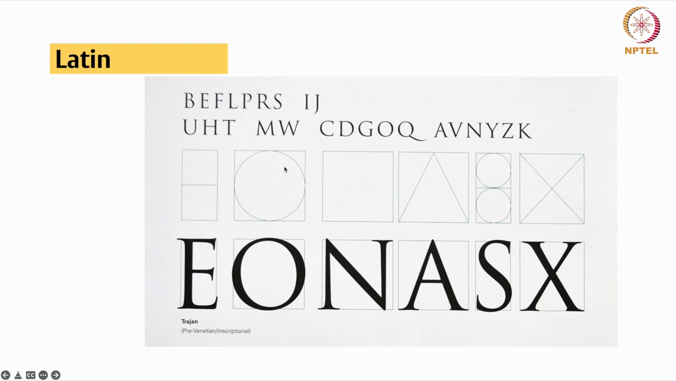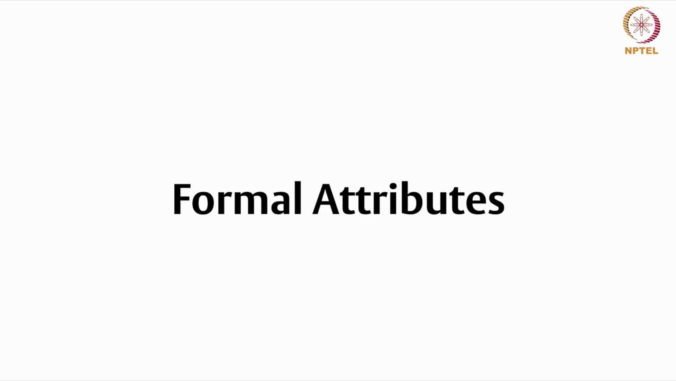Similarly, based on different attributes, the grouping can again happen, right? Different kinds of form, characters, or different kinds of parts a letter carries. Accordingly, one can group those letters. So let us discuss some more formal attributes important for letter form construction.